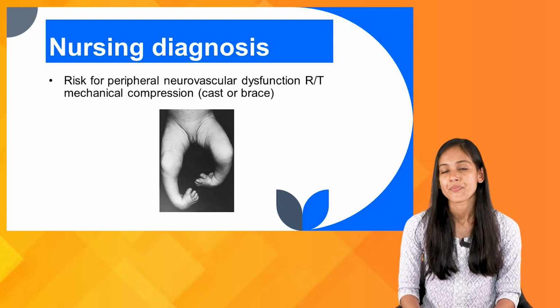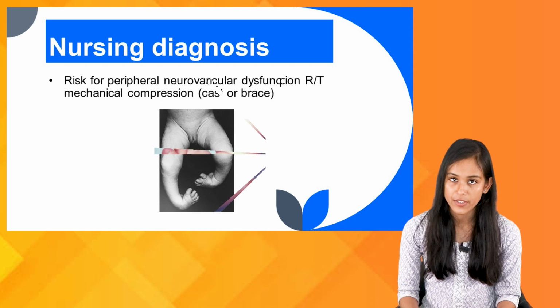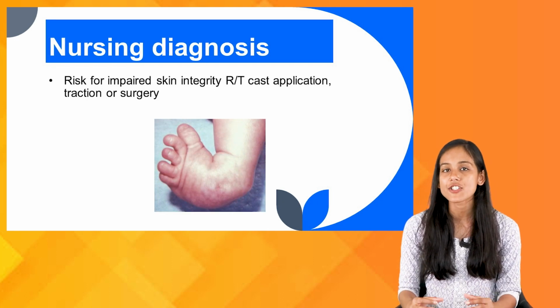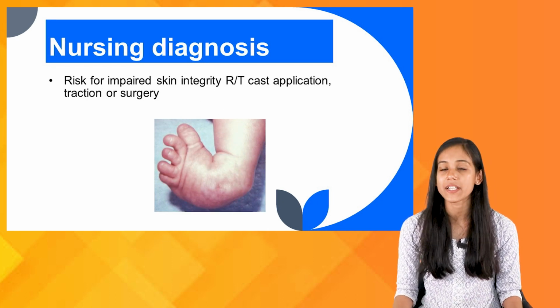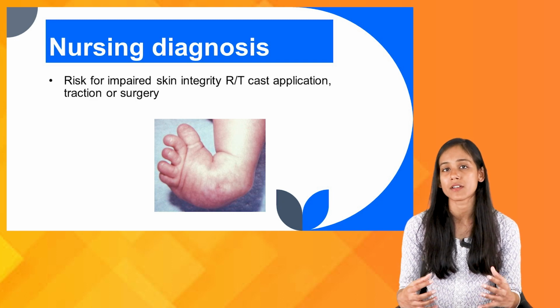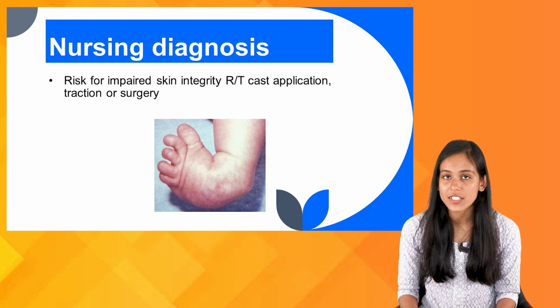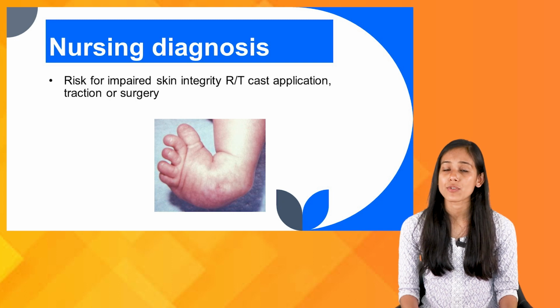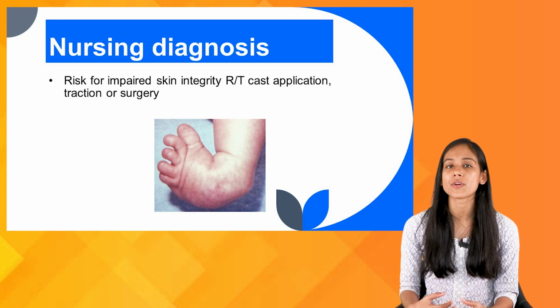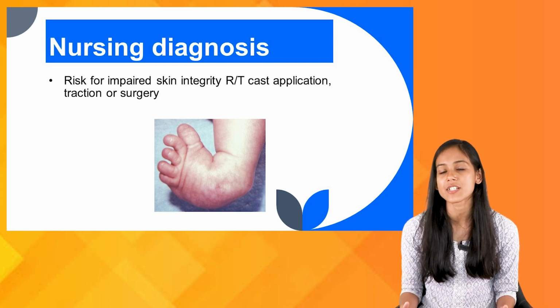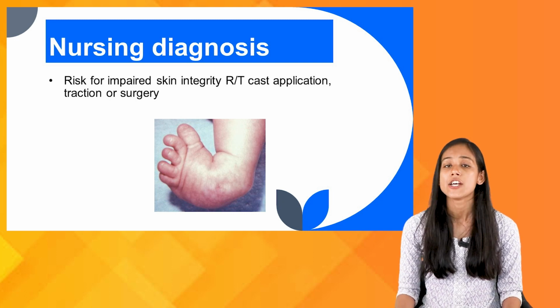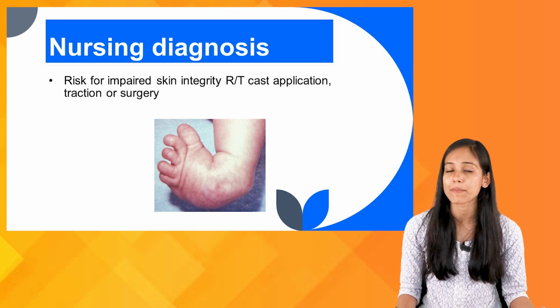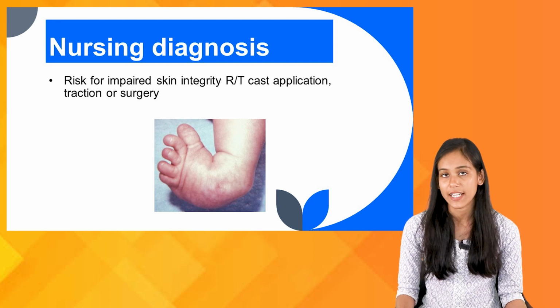And this risk is actually related to mechanical compression. We also know that surgery has been performed in the lower extremity, so there might have been usage of traction, and then application of cast. So this would increase the risk for impaired skin integrity. So again, the second nursing diagnosis can be risk for impaired skin integrity.